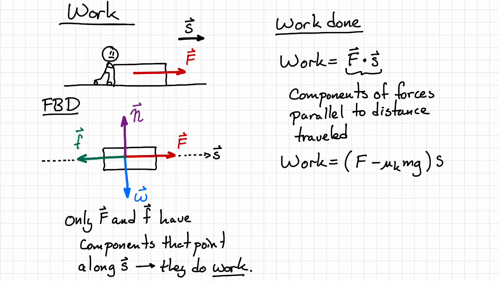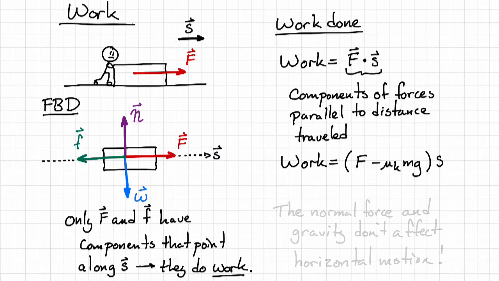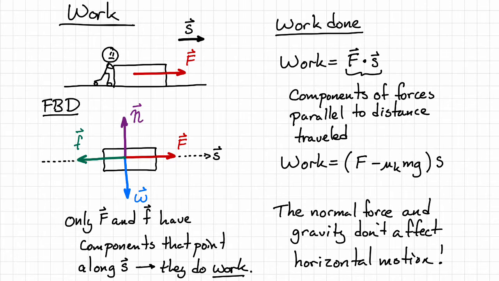In this case, the total work done to the system is the work done by the force that Bob pushes with, minus the work done by friction, all multiplied by the distance s that the box traveled. The normal force and the gravitational force do no work at all. The other half of work and energy is the kinetic energy.